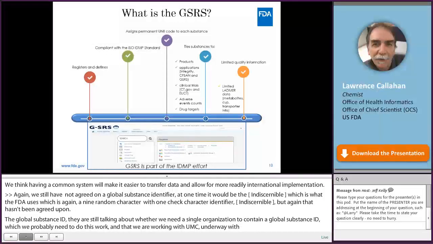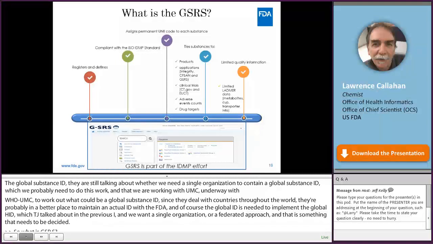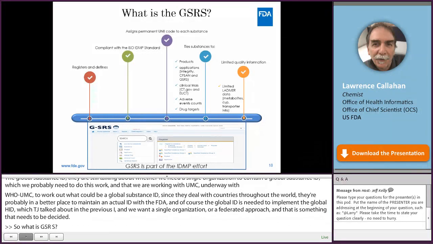So what is the GSRS? Well, it's a software system, and what it does is it registers and defines all substances that the ISO standard has delineated, and it assigns a unique identifier to each thing, and it's compliant with the ISO IDMP standard. It's the only system out there that currently is compliant with the standard, and it's something that we developed with NCATS, in sync with the standard, and we modified the standard to make sure that the standard was implementable.